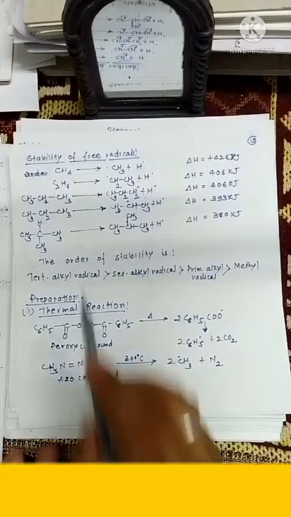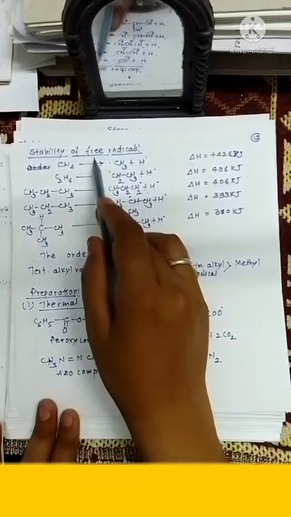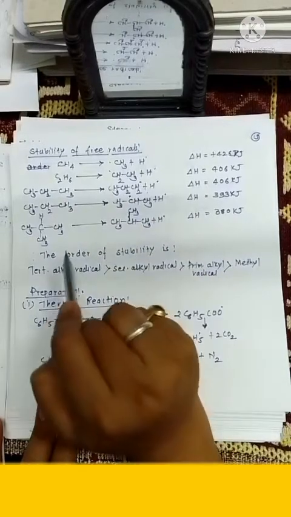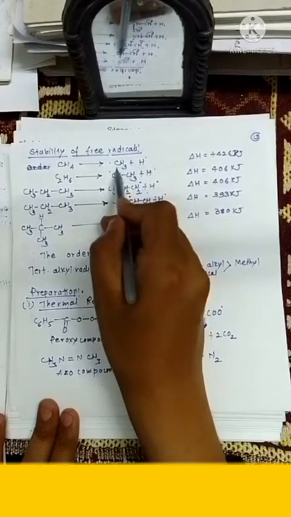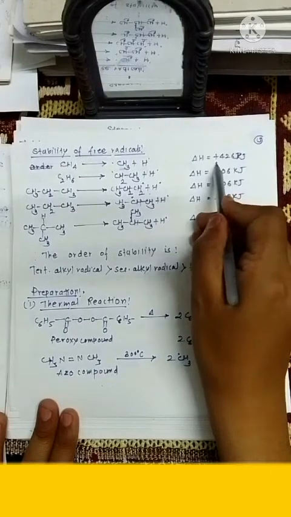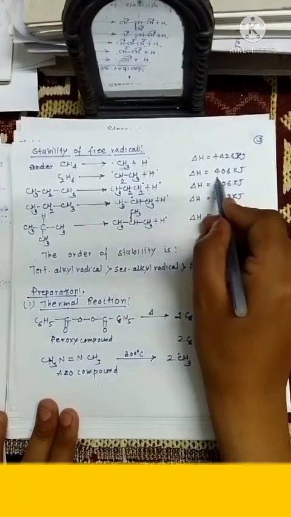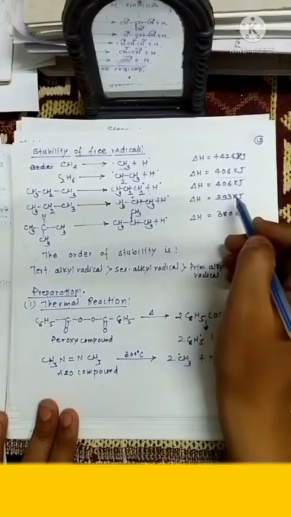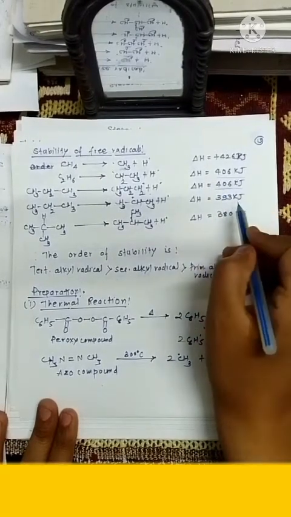Now we are going to discuss the stability of free radicals. Before discussing stability, we have to go through this reaction. For the formation of methyl free radical, the delta H required is plus 426 kilojoule. For ethyl free radical, the delta H value is 406 kilojoule. For propyl free radical, the delta H value is again 406 kilojoule.